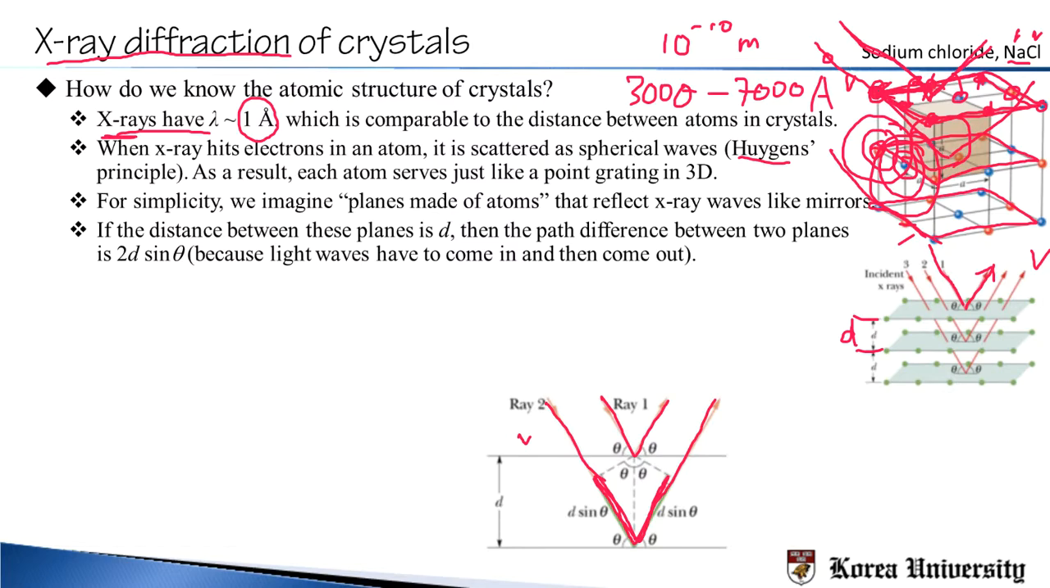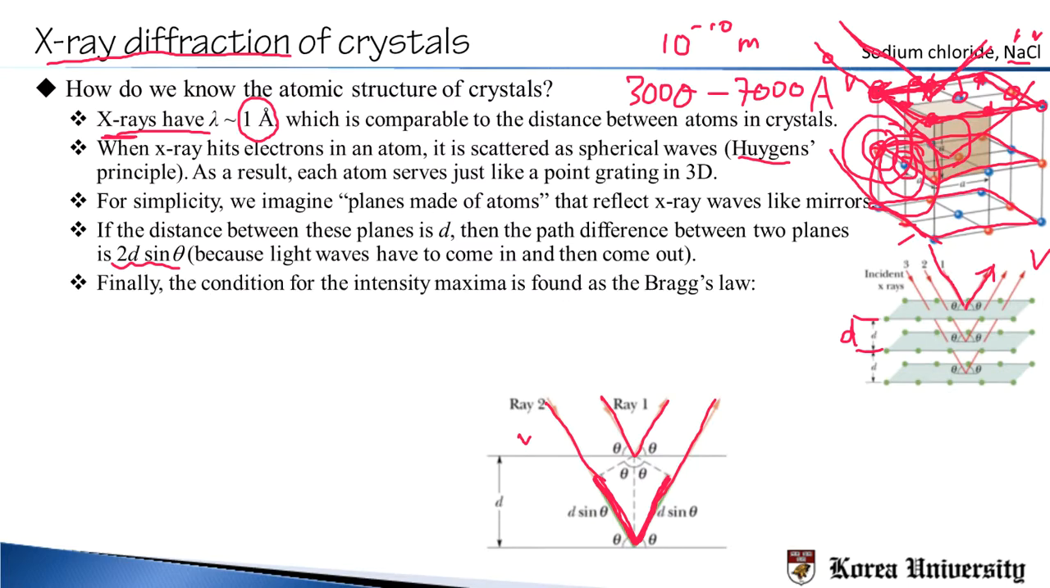And here, the situation is similar to the case of double slit or the grating, but the only difference is that this X-ray has to go in and come out. So there is a twice the length difference. Therefore, the path difference becomes 2d sine theta. And according to what we have learned so far, if this matches an integer multiple of the wavelengths, that will be the constructive interference condition. So finally, we can find the condition that 2d sine theta equals m lambda, m for all integers, is the condition for the intensity maxima.